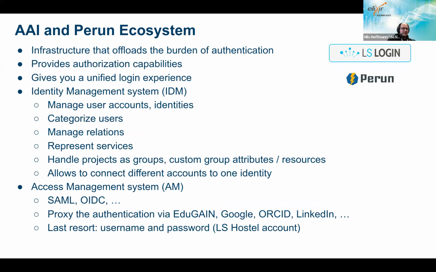And based on these claims, we can then move forward in assessing whether they are allowed to file an application request or not, and also to decide on possible group memberships in the end. Perun, on the other hand, is, I think you could compare it to a directory management system, something like LDAP, but with a much larger scope and also a very comprehensive user interface. And this is what provides us with the authorization capabilities.